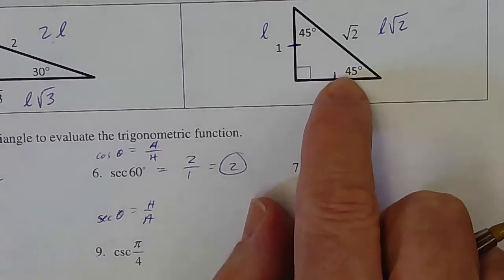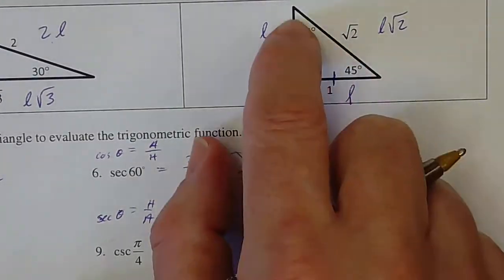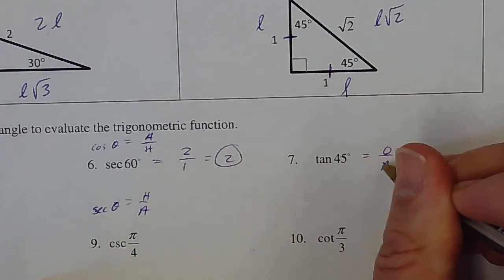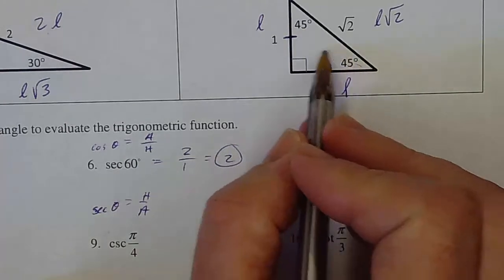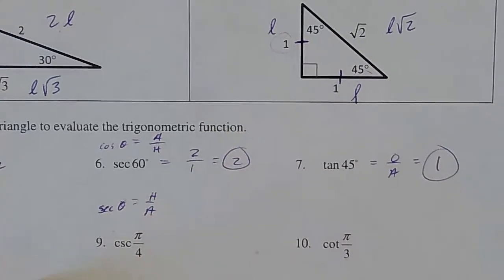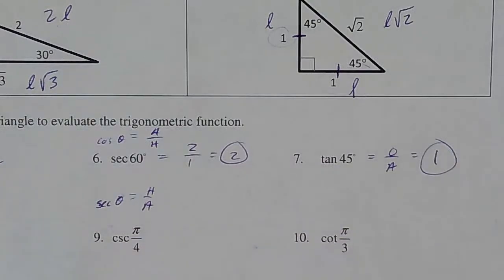Tan 45. Now I'm using this triangle here. Doesn't matter which one because it's isosceles. So this is going to be opposite over adjacent. So it's going to be 1 over 1. All right, we'll stop there for today.